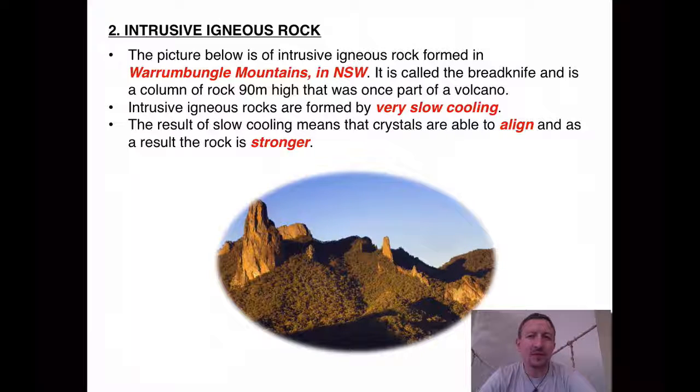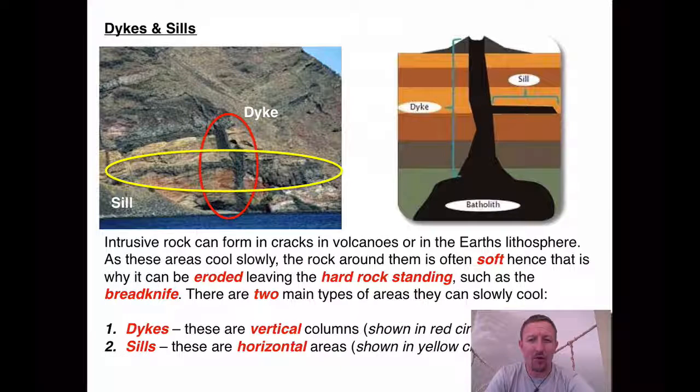And an example of this is the Breadknife formation, which is formed in the Warrumbungle Mountains in New South Wales. And there's a photo below. And what you can see is you get this very hard rock sticking up amongst very soft rock. And this is because of the cracks which are formed in the Earth's crust, allowing that lava to flow up and then cool very, very slowly. And as I put in that third bullet point, they're able to realign, and as a result the rock is incredibly strong.